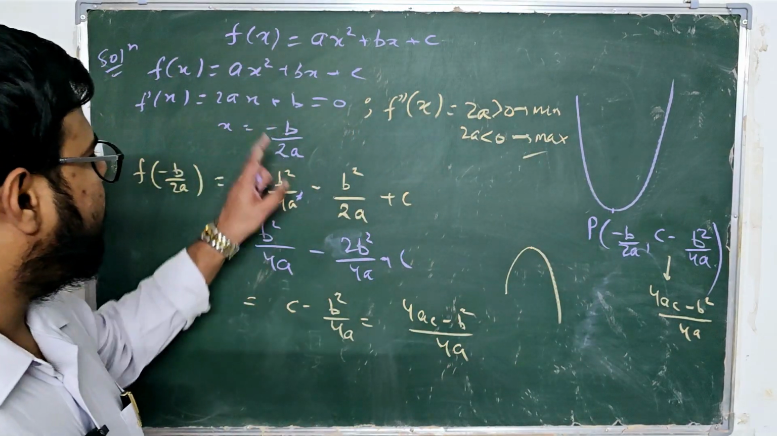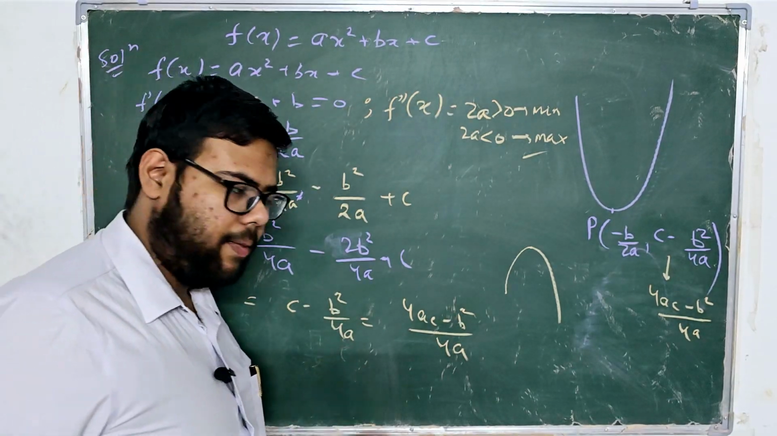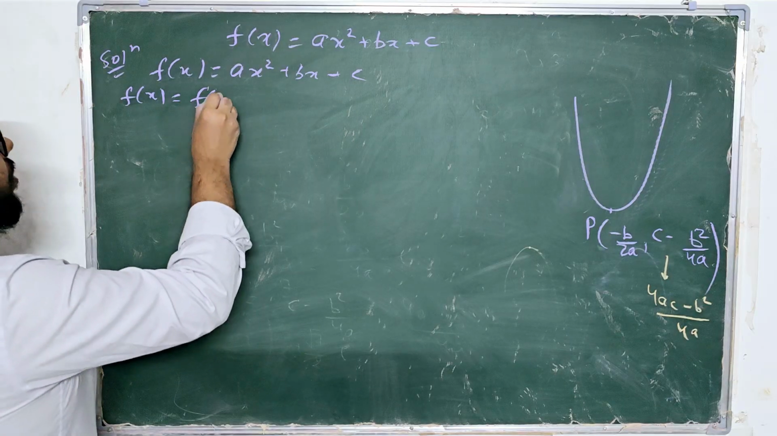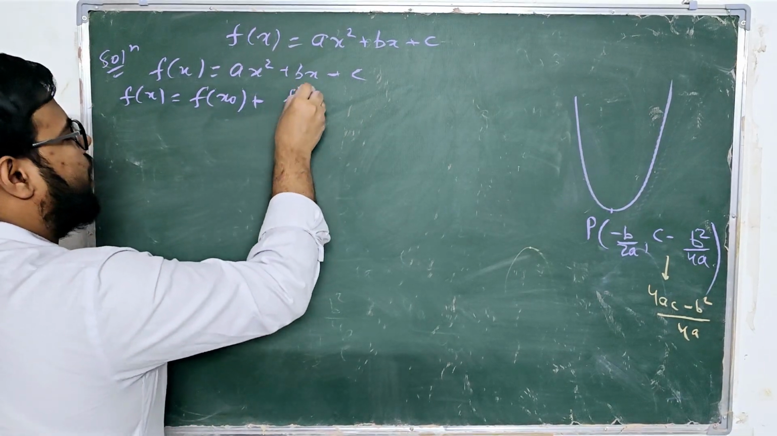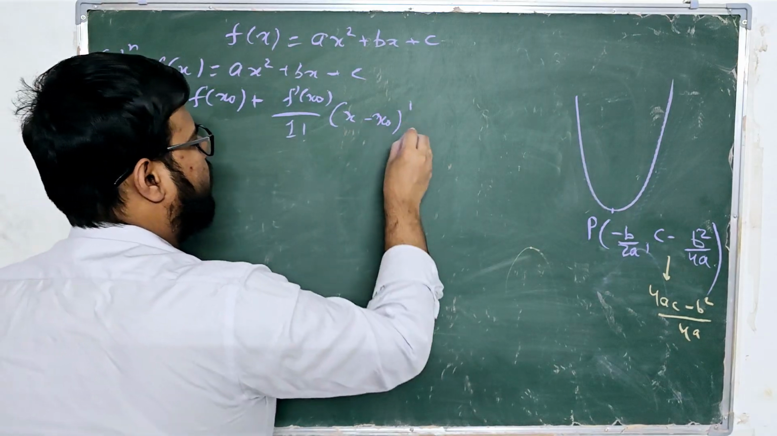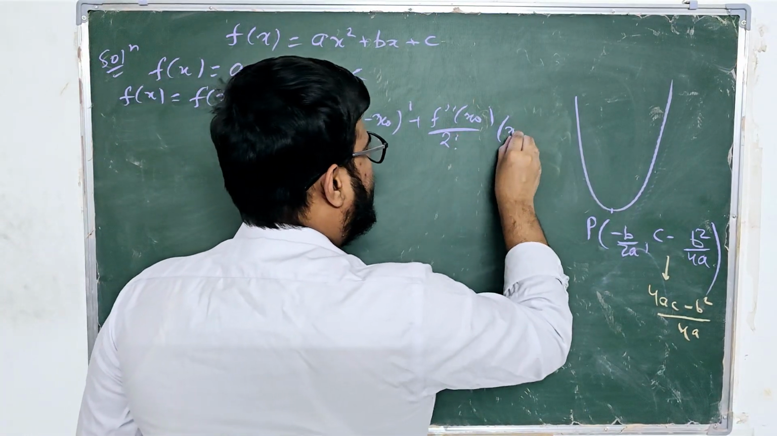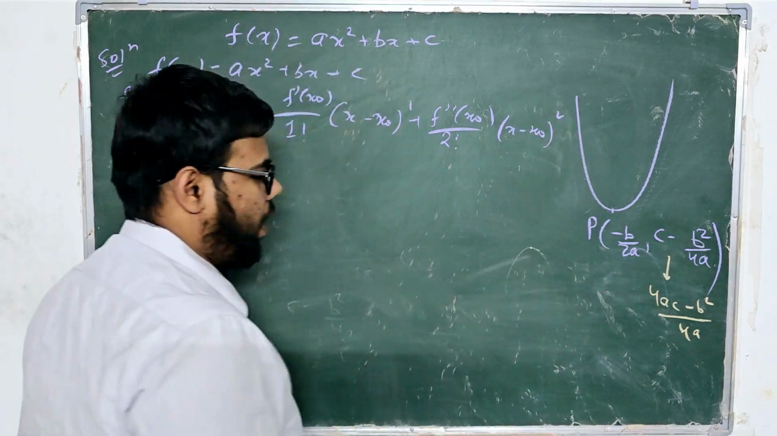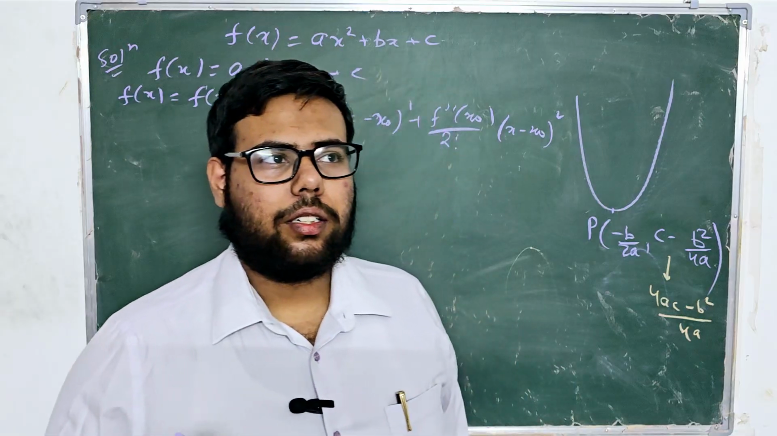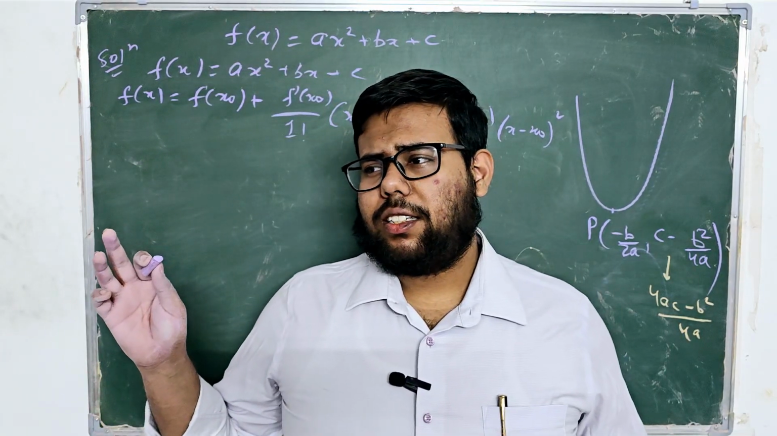Now let me erase this and then let's write the Taylor series of this general quadratic polynomial. So f(x) is equal to f at x naught plus f dash at x naught divided by 1 factorial times (x minus x naught) raised to power 1, plus f double dash at x naught divided by 2 factorial times (x minus x naught) whole square. And if you don't know what Taylor series is, just watch the one shot on Taylor series and Maclaurin series, which I made I guess 1 year back.